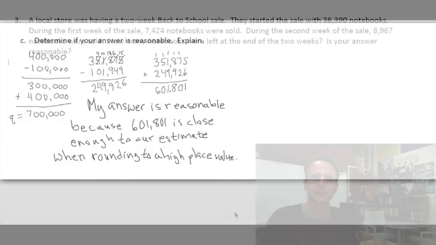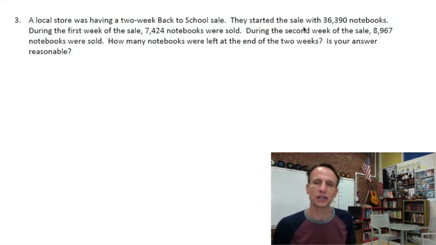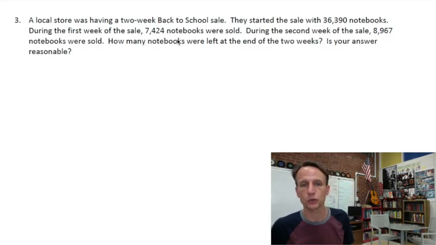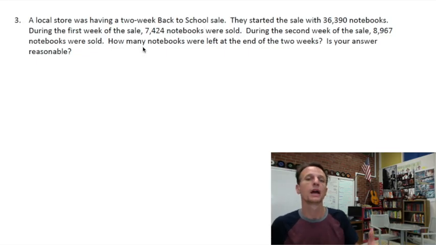What do you say, huh? Yeah, let's do it. And you see number 3 is often the case in Eureka Math. They're done holding your hand with this ABC stuff, walking you through. All 3 parts of that are right in here. Let's take a look. A local store was having a 2-week back-to-school sale. They started the sale with 36,390 notebooks. During the first week of the sale, 7,424 notebooks were sold. During the second week of the sale, 8,967 notebooks were sold. How many notebooks were left at the end of the 2 weeks?